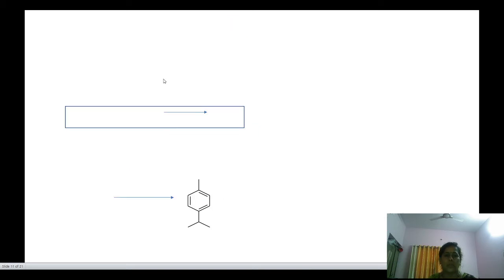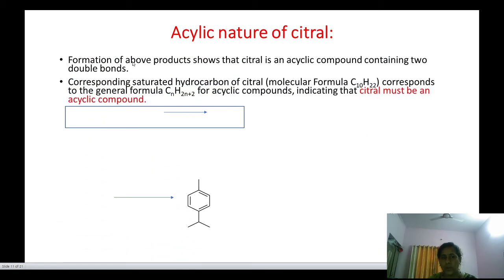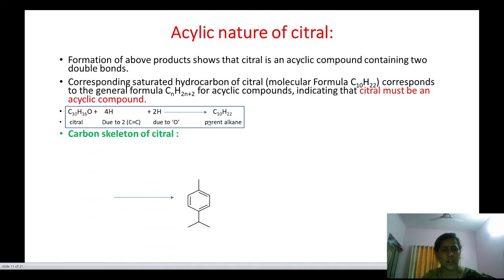Okay, now acyclic nature of citral. Already I have stated these points to you. Again I am repeating it for the explanation. That is the formation of a saturated hydrocarbon of citral having the molecular formula C10H22, by taking n equal to 10, H equal to 22. Here the formula becomes C10H16O plus 4H, the four hydrogens due to the two double bonds' reduction, and one oxygen reduction, that is 2H. Therefore the parent alkane is C10H22.